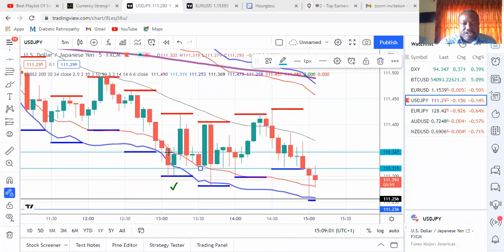So look at USD JPY, 3 to 5 minutes, bearish movements at the 347 area.